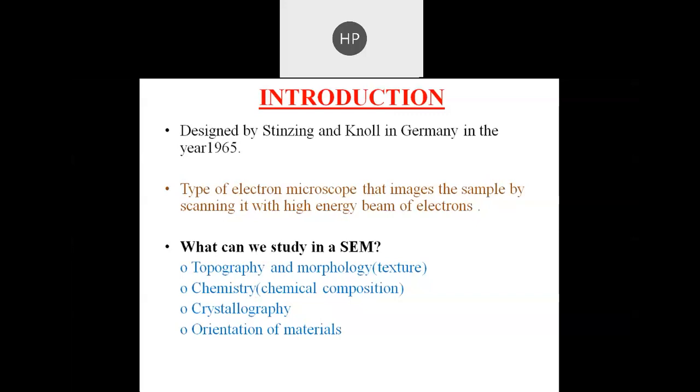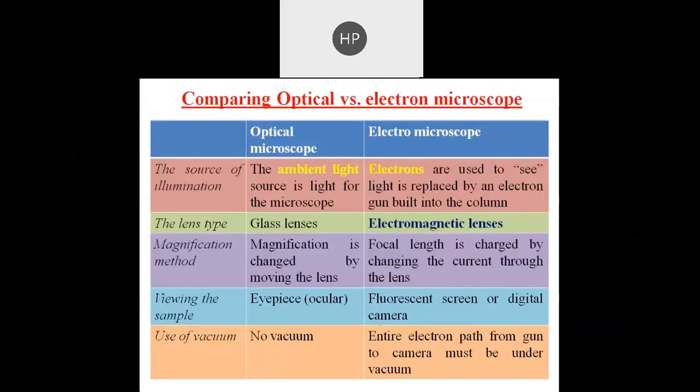generate an image. And from this SEM analysis we are able to study the topography and morphology. We are also able to study the chemical composition. We are also able to study crystallography, and we can study the orientation of materials. And we have briefly discussed the difference between the optical microscope and the electron microscope.